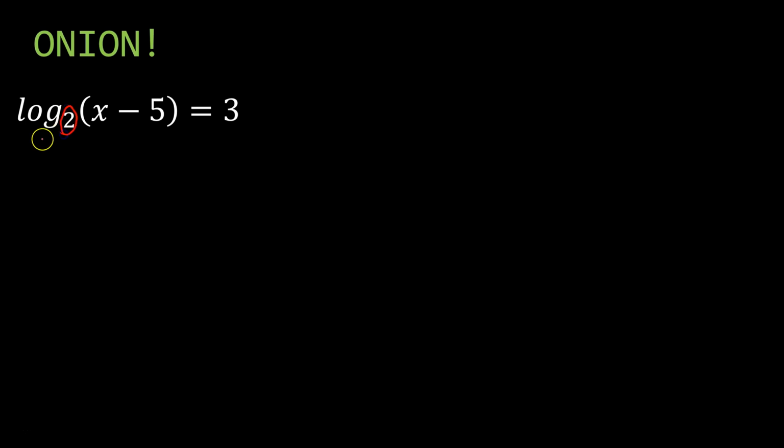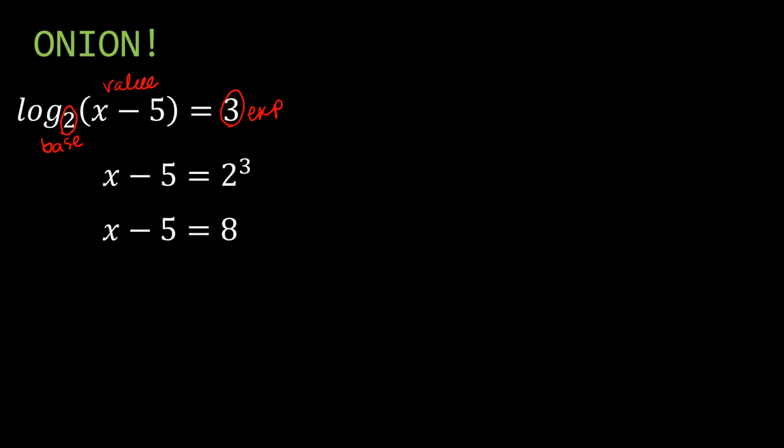2 is your base, and 3 is your exponent. And this right here is the value that you would get when you take the base and raise it to the exponent. So x minus 5 will equal 2 to the third power, which is 8. So the next layer to undo is to add 5, and x is 13. And that is an onion problem, and that's not new. That's something we've learned before, right?